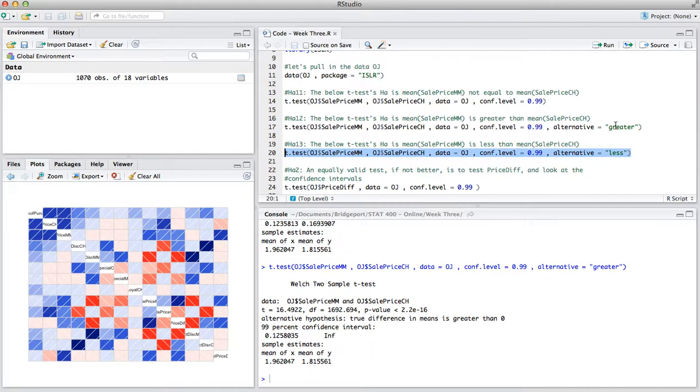Because the alternative, same thing as HA12, except that the alternative is less. In other words, I'm testing that the mean of Minute Maid is less than the mean of Citrus Hill. I know that's not true already, but let's test it and see what comes out.